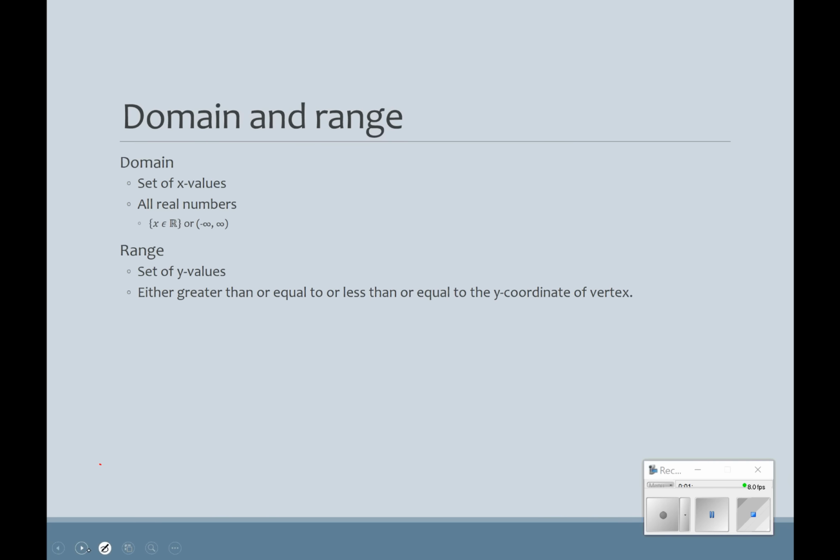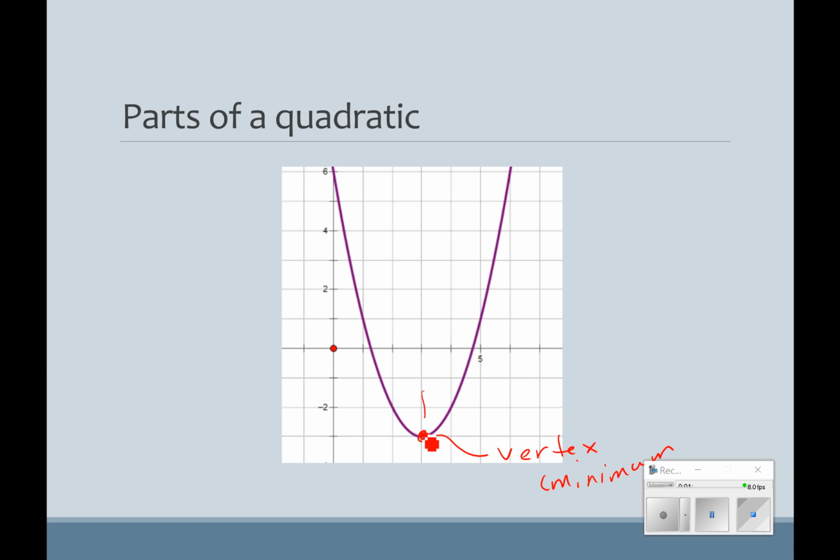Right here. And we call that the axis of symmetry. Okay, and that's where I can fold my graph around that line. It's a vertical line, so it's always going to be x equals whatever the x coordinate of our vertex is. So in this case, it would be x equals 3, and actually our vertex would be the point 3, negative 3.